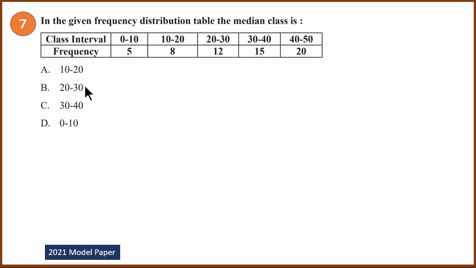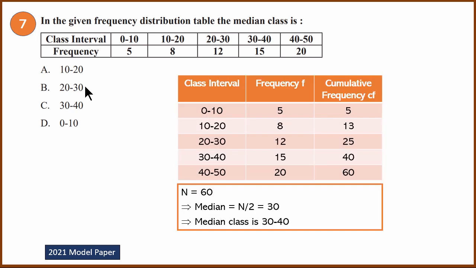7th one. So we need to find the median class of this frequency distribution. When a question like this comes, we need to find cumulative frequency. They've given the frequency. To find median, we need cumulative frequency. So we've written down the class intervals 0 to 10, 10 to 20, 20 to 30, 30 to 40, and 40 to 50. Frequency is given in the question: 5, 8, 12, 15, and 20.